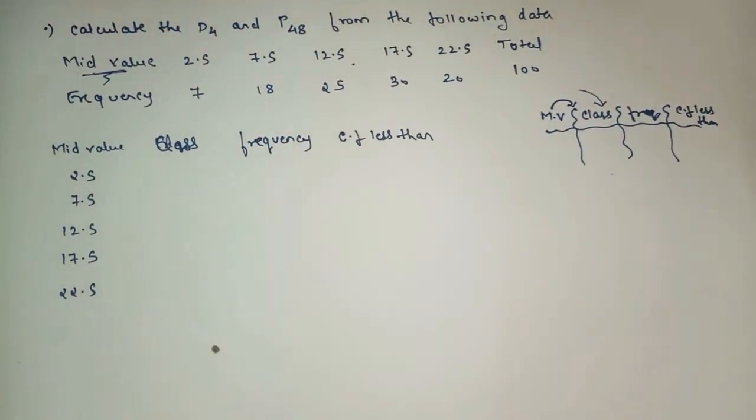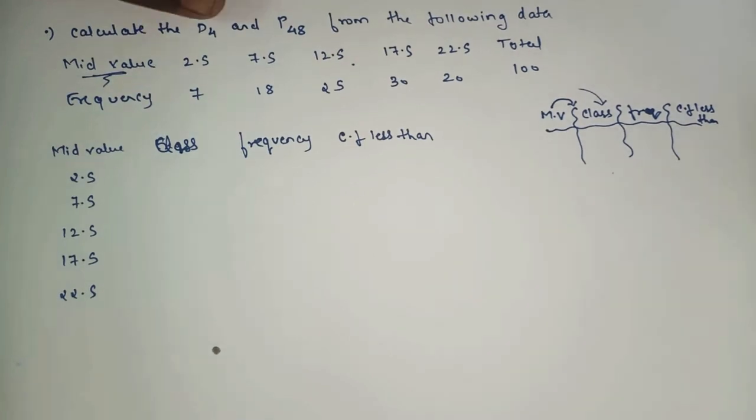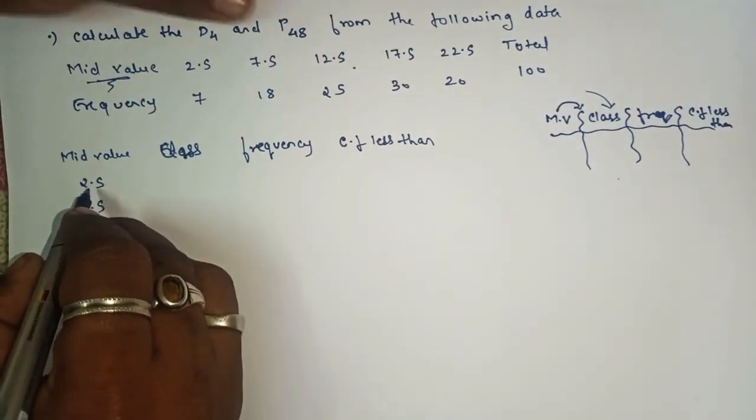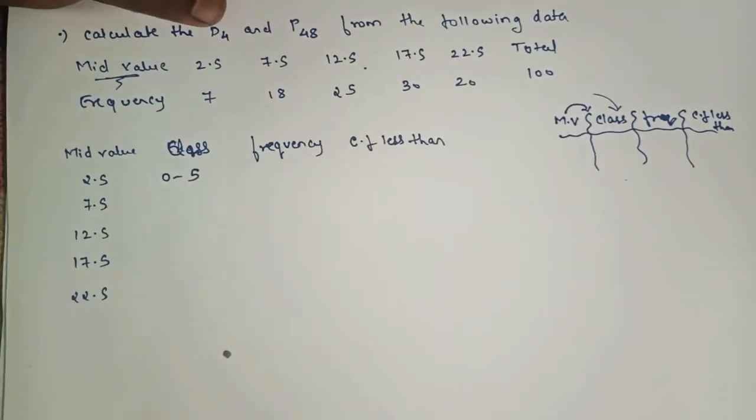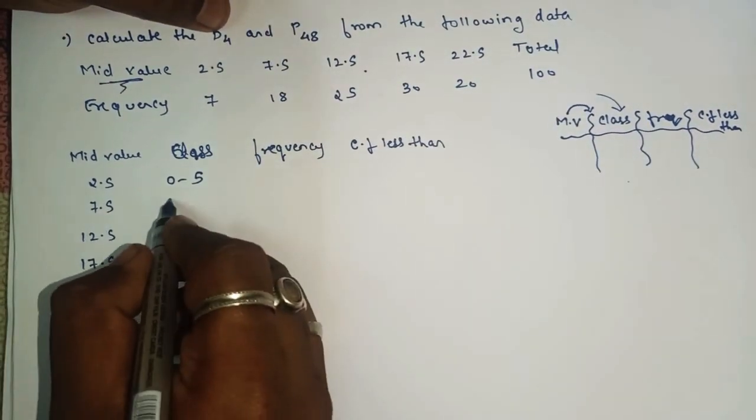Now 2.5, can I say it lies between 0 to 5, and 7.5 lies between 5 to 10.